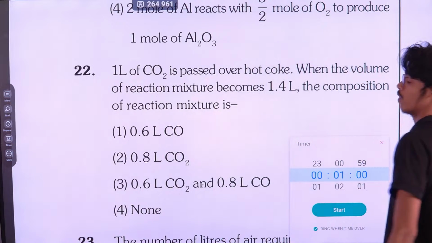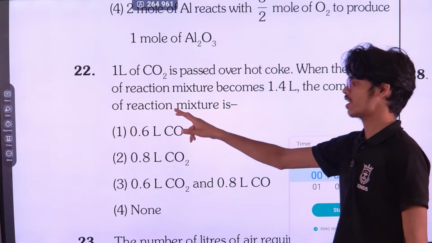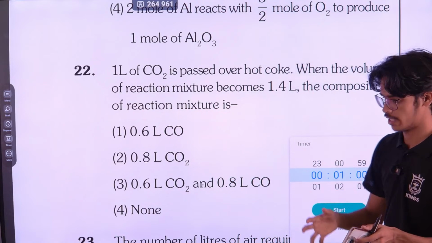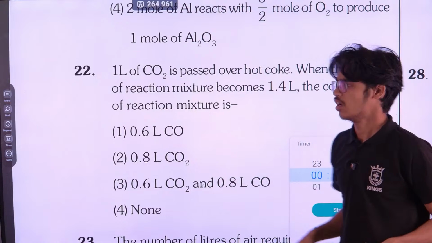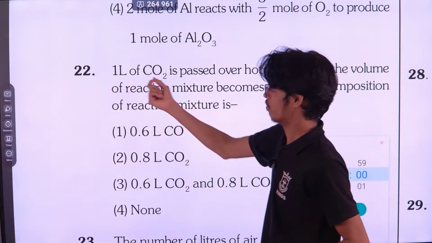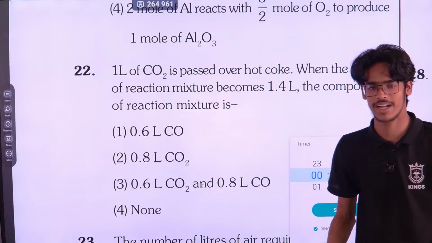So the question is, 1 liter of carbon dioxide is passed over hot coke. When the volume of the reaction mixture becomes 1.4 liter, the composition of the mixture is how much? It means it expands. What is coke? Coke is carbon. It means 1 liter of carbon dioxide is reacting with carbon to form carbon monoxide, right?